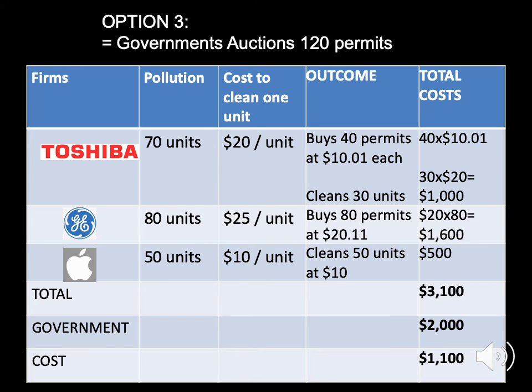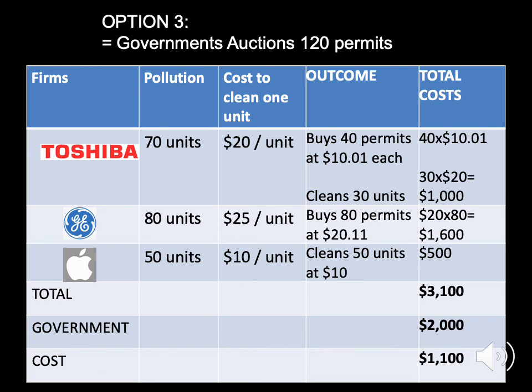Apple will clean all their 50 units at $500, and the total cost for the firms would be $3,100. The government will earn $2,000 from those permits that the government sold. Now, as you can see, the amount between firms and government can vary depending on when the firm decided to break and say, I buy those permits at this price.